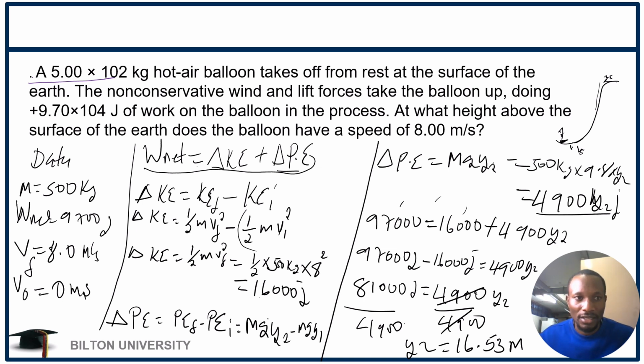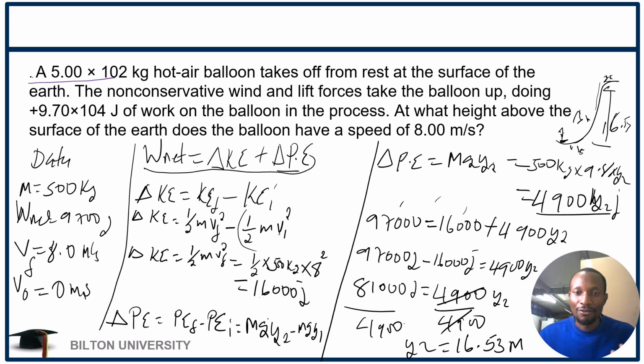At what height above the surface of the earth does the balloon have that speed? It means that if we were to take a sketch of this, after a height of 16.53 meters above the sea level, that is the height at which our balloon had a speed of 8.0 meters per second.